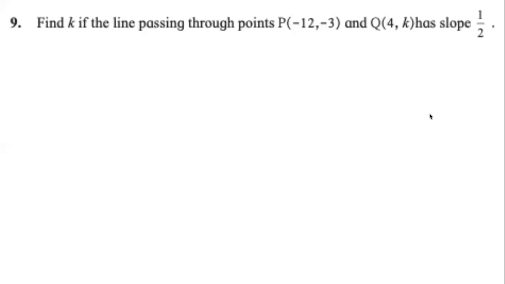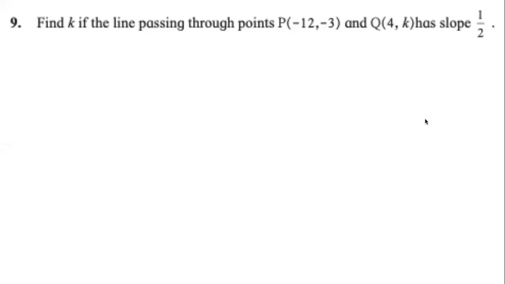Find k if the line passing through points (-12, -3) and (4, k) has slope 1/2. Nothing new in this question. We have solved this type of question. We have seen the solution of this type of question in the example, and we have solved this type of question. Find out where it is in the textbook. Find out the similar example question in the textbook. Tell me the page number, example number.